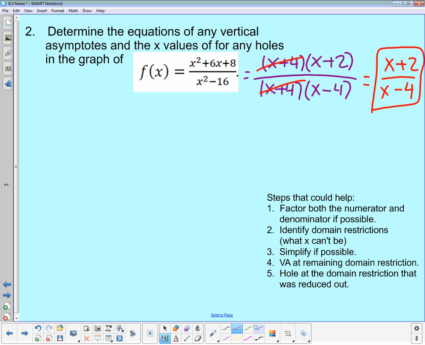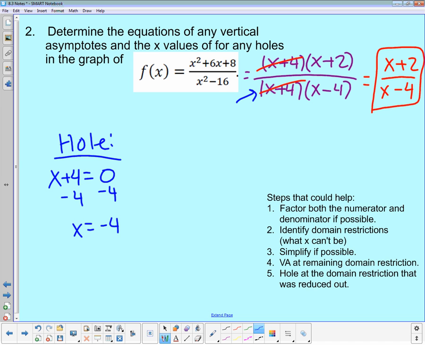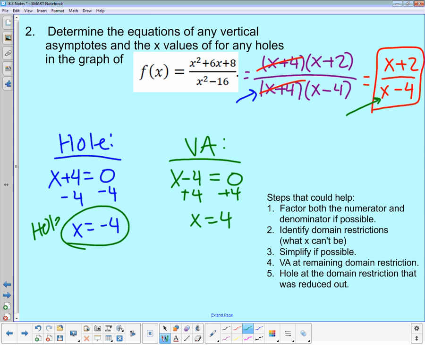Then I need to look for the two things. For the hole, the hole is the factor that was crossed out, that one right there. So my hole is where x plus 4 is equal to 0. Subtract the 4, and I get x is equal to negative 4. The vertical asymptote, or VA as you can abbreviate it, is what's left over in the denominator. So the vertical asymptote is where x minus 4 is equal to 0. I add 4, and I get x is equal to 4. Okay, so here's my hole. It's really important that you label these, by the way. Here's my vertical asymptote, because obviously we're finding two different things and they have two different meanings.